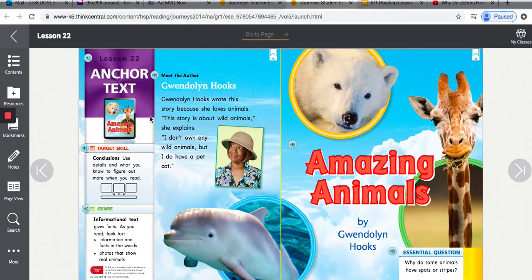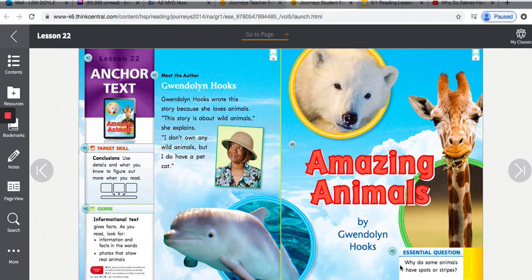Let's read about Gwendolyn Hooks over here really quick, where it says meet the author. Gwendolyn Hooks wrote this story because she loves animals. This story is about wild animals, she explains. I don't own any wild animals, but I do have a pet cat. Okay, so she wrote this story because she loves wild animals.